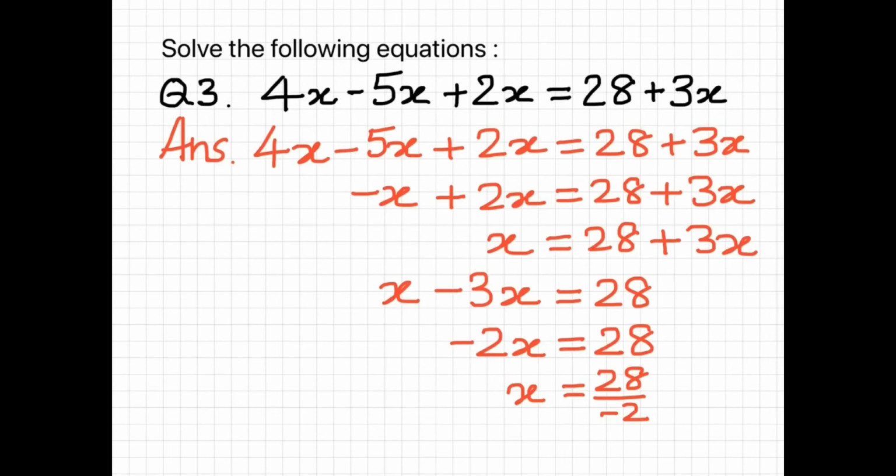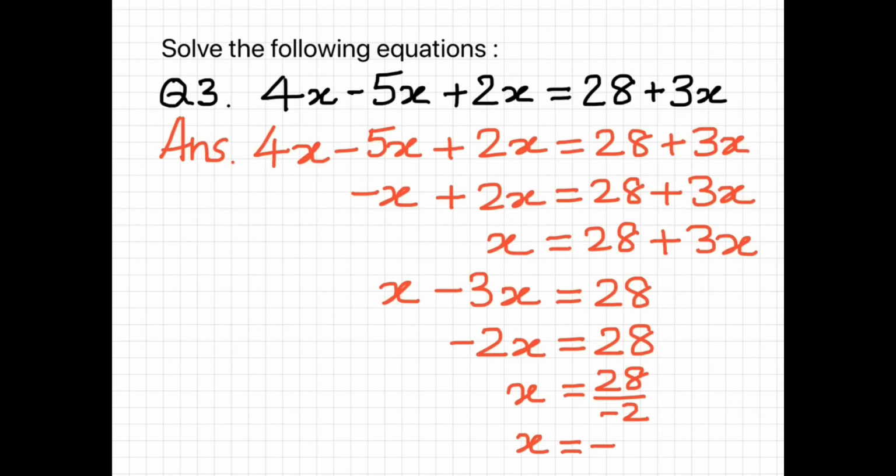Now you can note that minus 2 is multiplied on the left hand side. When it is transposed to the other side, it is divided. Now let's simplify 28 by minus 2. Numerator is positive, denominator is negative. Plus divided by minus is minus.